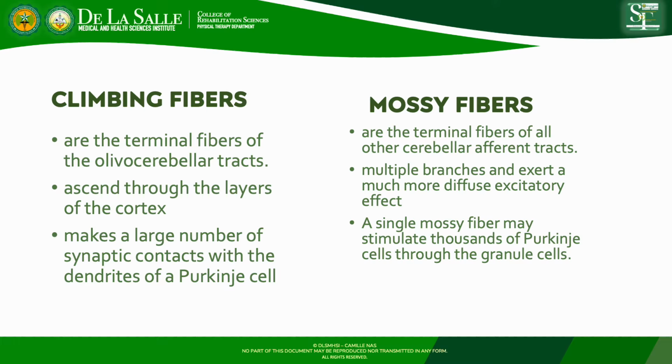The climbing fibers are the terminal fibers of the olivocerebellar tracts. They ascend through the layers of the cortex and make a large number of synaptic contacts with the dendrites of a Purkinje cell. That's why they can stimulate the Purkinje cell. The mossy fibers are terminal fibers of other cerebellar afferent tracts, with multiple branches, and exert a much more diffuse excitatory effect on the Purkinje cell. A single mossy fiber may stimulate thousands of Purkinje cells through the granule cells. So both of these excite the Purkinje cell, but the stronger stimulus comes from the mossy fiber.